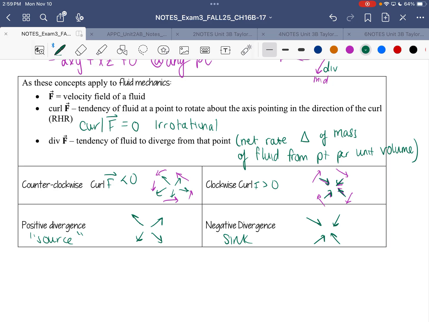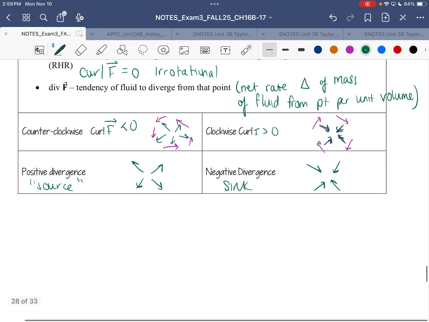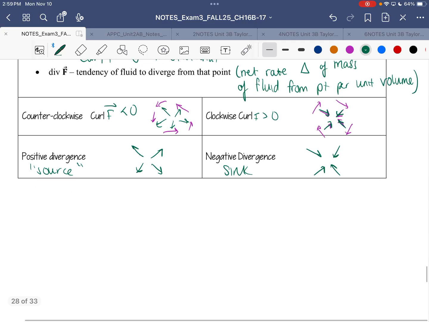No, it's just the way I decided to draw like a clockwise curl. Good question.